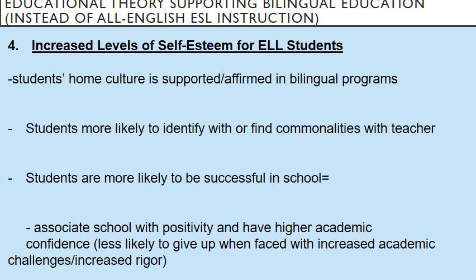Moreover, as we talked about with Krashen's research, students are much more likely to be successful when they're being taught in their native language. And if they're much more likely to be successful, they're going to associate school with positive emotions and they'll have higher academic confidence. So when they later start learning more and more English and things start to get a little bit more difficult, or when they're faced with higher cognitive demand, they are going to have the stamina, the grit, and the confidence to say, I can do this.